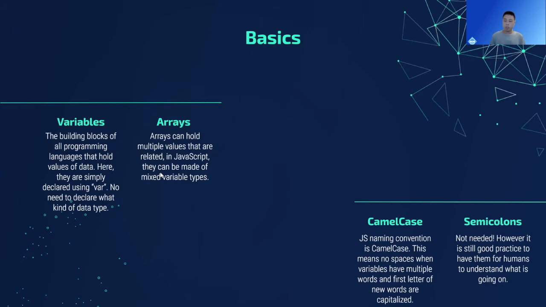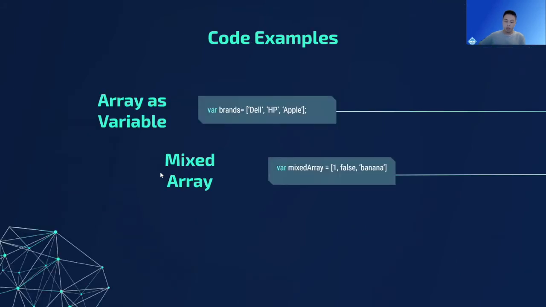And in JavaScript, we don't need any semicolons. However, it's still a good practice to use them. So here are some examples of what we just went over. An array is a variable. The variable is called brand. It's an array, and inside we have strings of Dell, HP, and Apple. And here's a mixed array of an integer, a boolean, and a string.